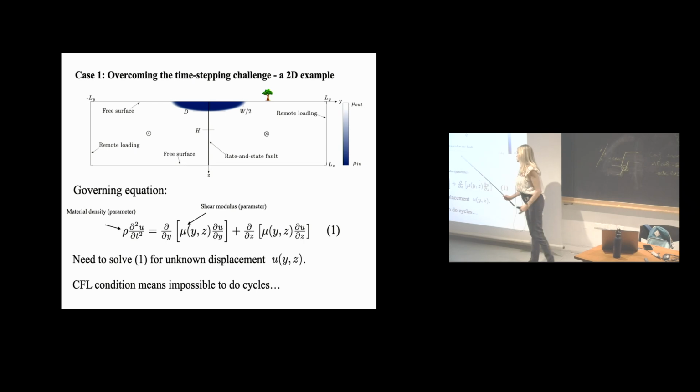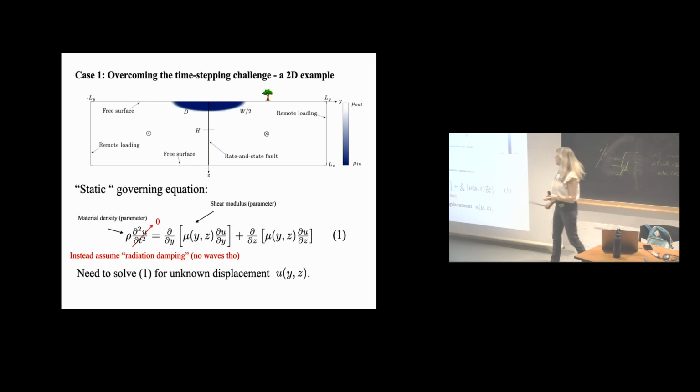The CFL condition means it's impossible to do cycles, so what we're going to do instead is assume that at least during the interseismic period inertia is essentially negligible. We're also going to approximate it during the coseismic phase, and just assume it's still negligible, but account for the shear stress due to the coseismic phase by adding on radiation damping to our constitutive law.